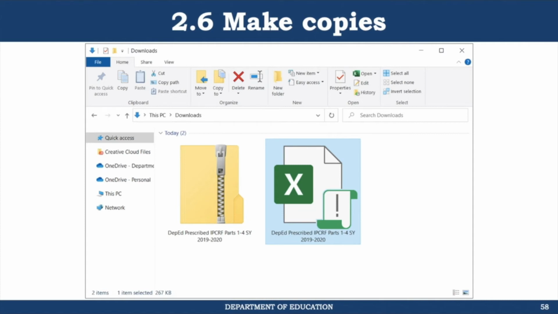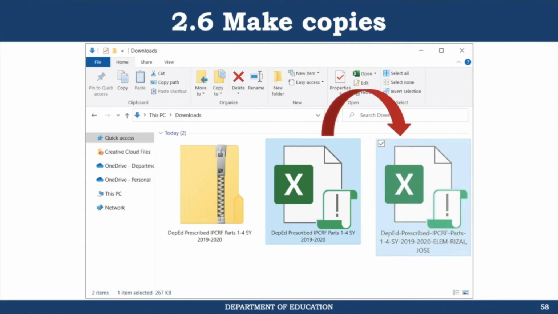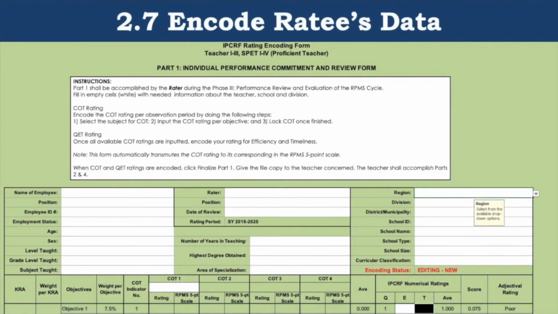Suppose I need to prepare the IPCRF tool for one teacher, I will just duplicate the template that I've created and then rename the duplicate to include the name of the ratee or the teacher that I will be rating. Then I will open that file. Now, don't forget to enable editing and enable macros for this step. You need to do that every time you open the IPCRF tool.